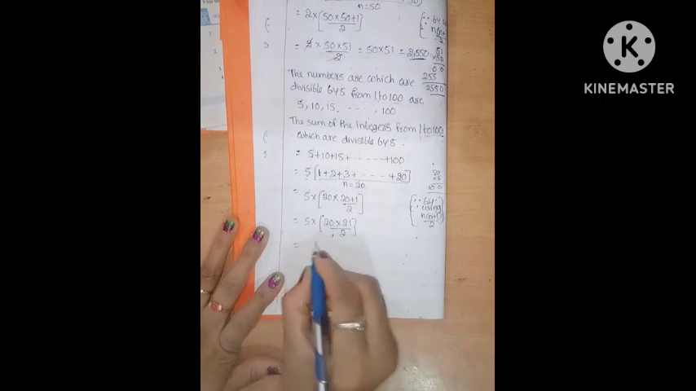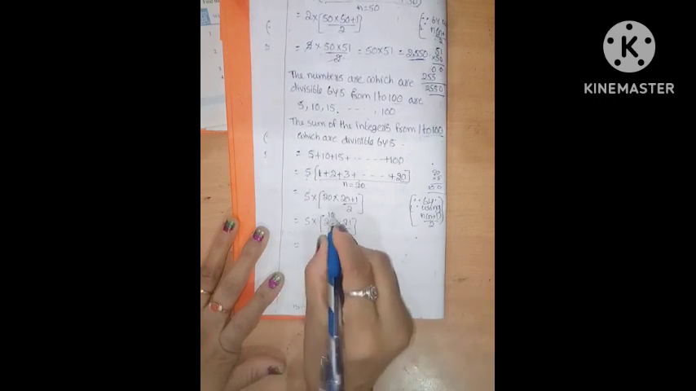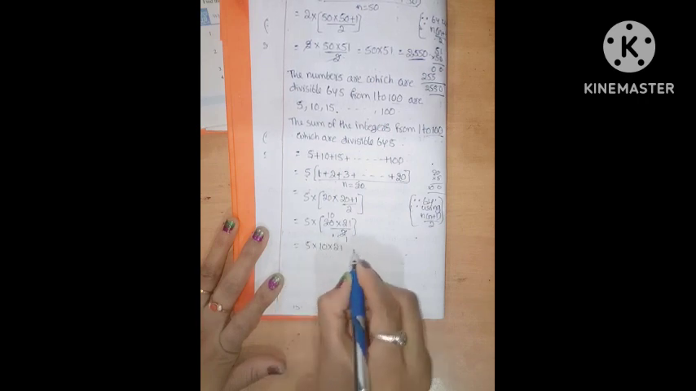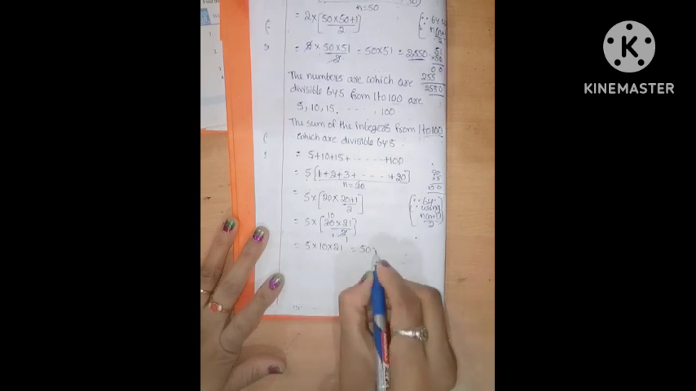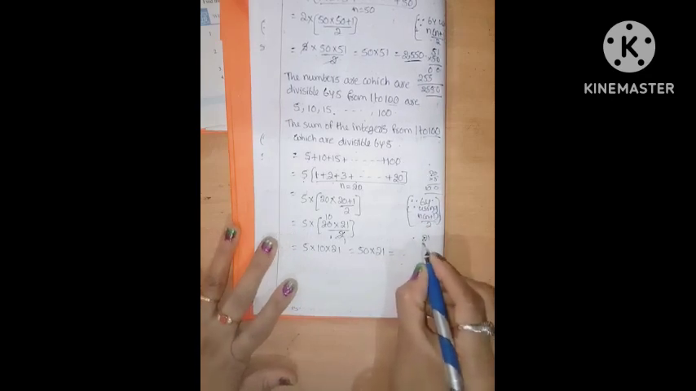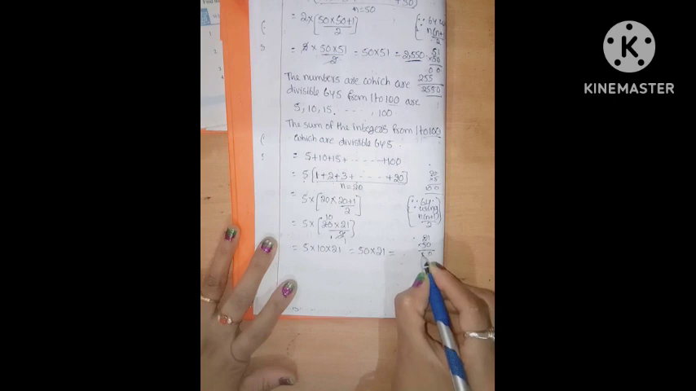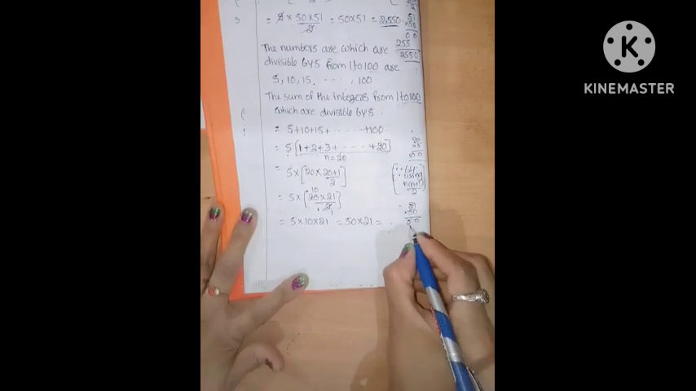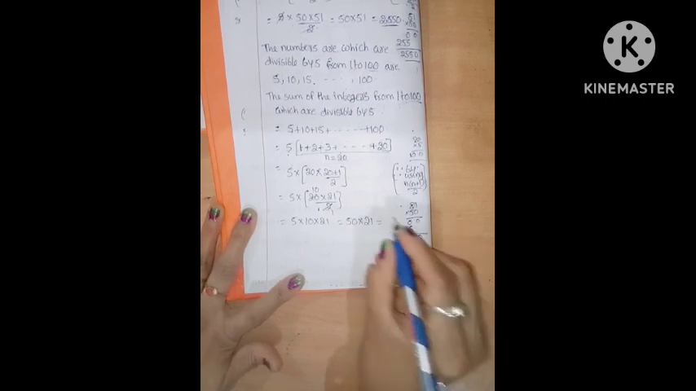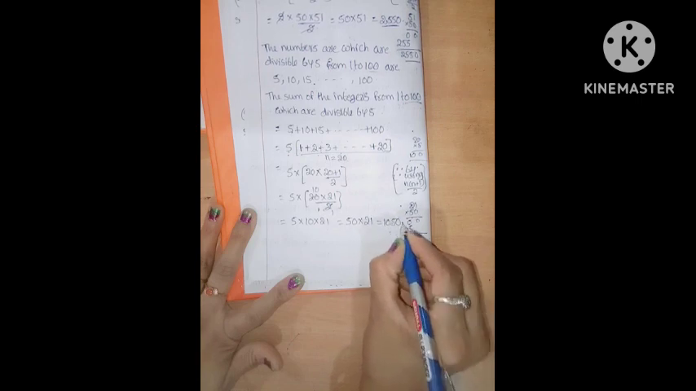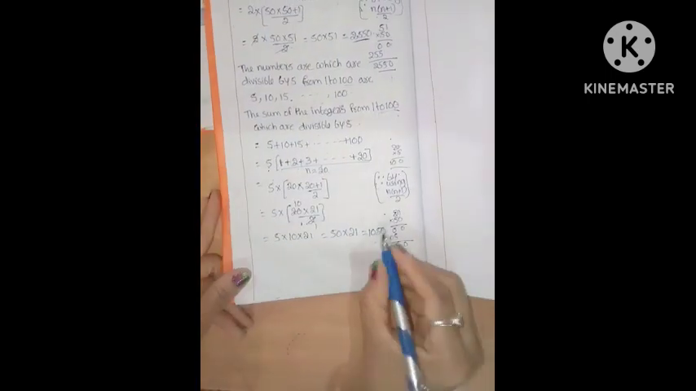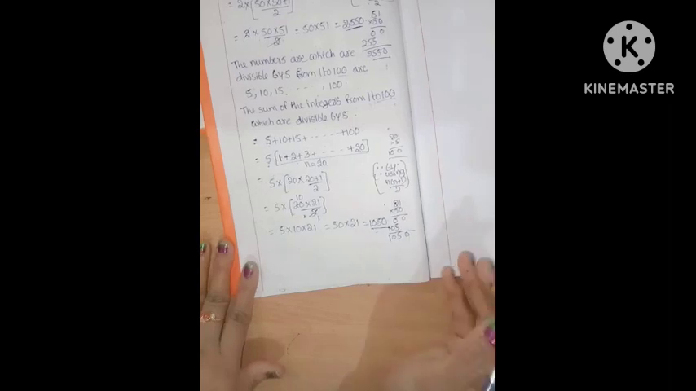So removing the brackets, first simplify this one: 2 into 10, and next 5 into 10 into 21. So 5 times 10 is 50, 50 into 21. Multiplication of these two terms, how much value will come? 0 times 1 is 0, 0 times 2 is 0, 5 times 1 is 5, 5 times 2 is 10. So 1050. The sum of the integers from 1 to 100 which are divisible by 5: what's the sum? This one only, 1050.